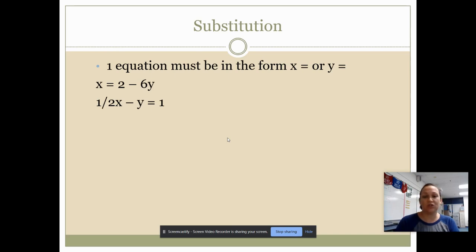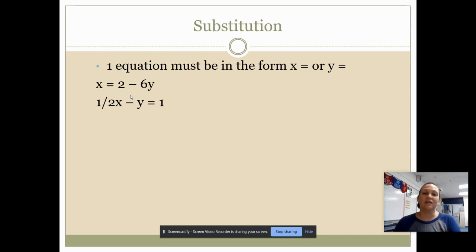Again, even though there's two equations, this is considered to be a single question. You'll notice that my first equation is in the format of x equals some other things. That, again, is the key thing that has to happen for you to be able to use this concept of substitution. So now what we're going to do is we're going to substitute.